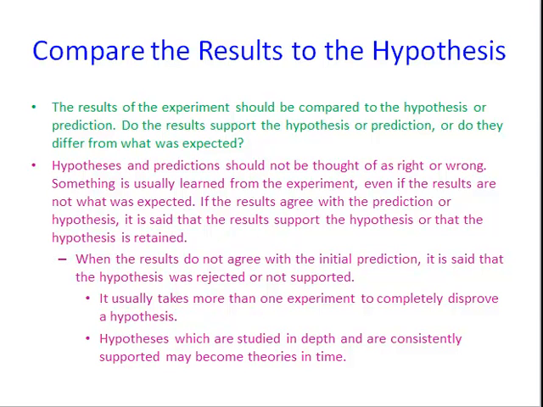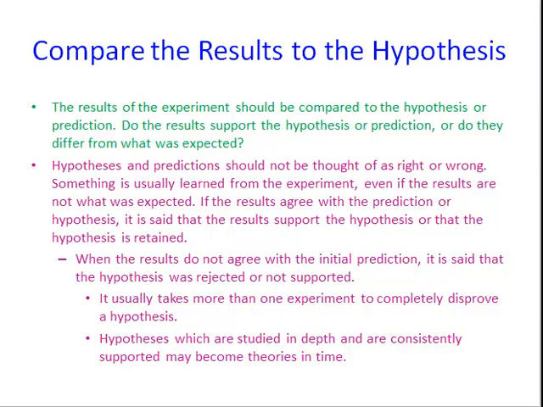Then, we compare the results to the hypothesis. The results of the experiment should be compared to the hypothesis or prediction. Do the results support the hypothesis or prediction, or do they differ from what was expected? Hypotheses and predictions should not be thought of as right or wrong. Something is usually learned from the experiment, even if the results are not what was expected. If the results agree with the prediction or hypothesis, it is said that the results support the hypothesis, or that the hypothesis is retained. Fancy word.